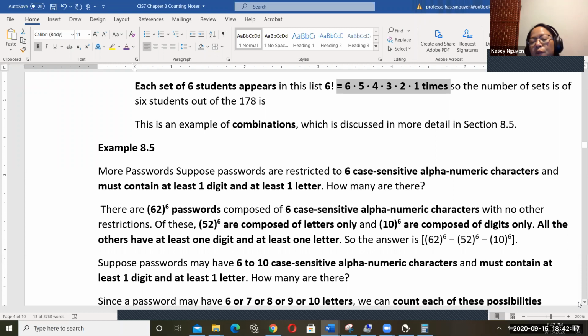Okay, so if we have 6 case-sensitive alphanumeric characters, and we would have to have at least 1 digit and at least 1 letter, we have to calculate how many there are. So first off, we know that the cardinality is 62 because it's alphanumeric: uppercase, lowercase, and digits. And there are 6 characters, so we have 62 to the 6th power variations of passwords, with no restrictions.